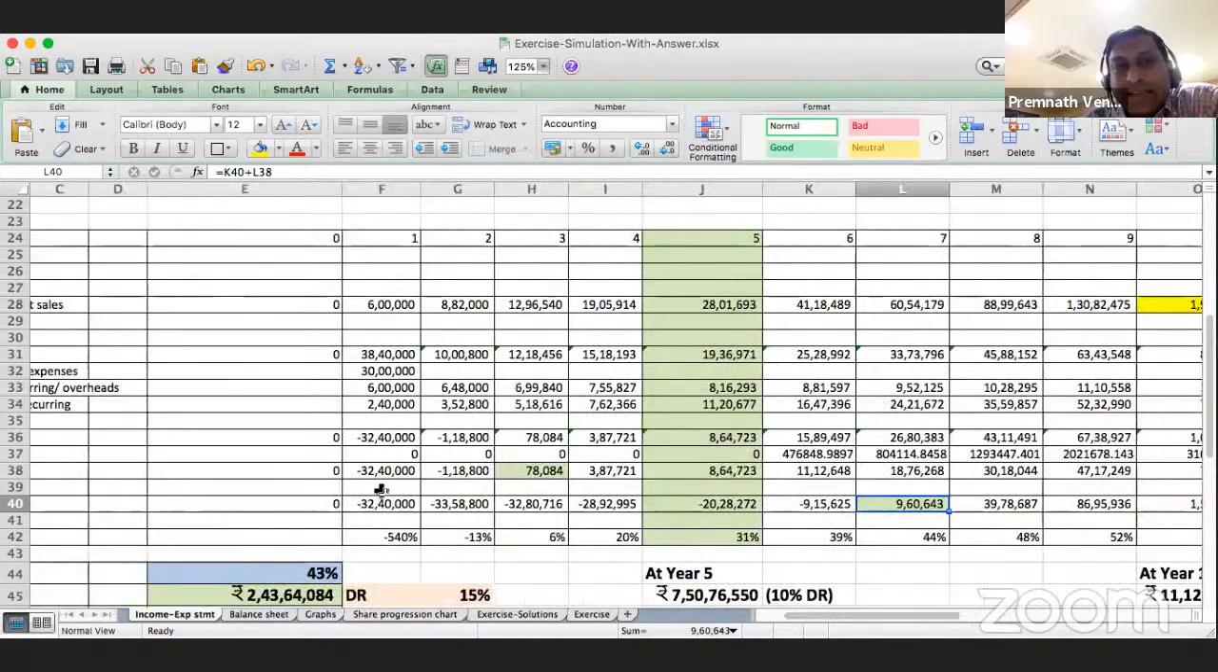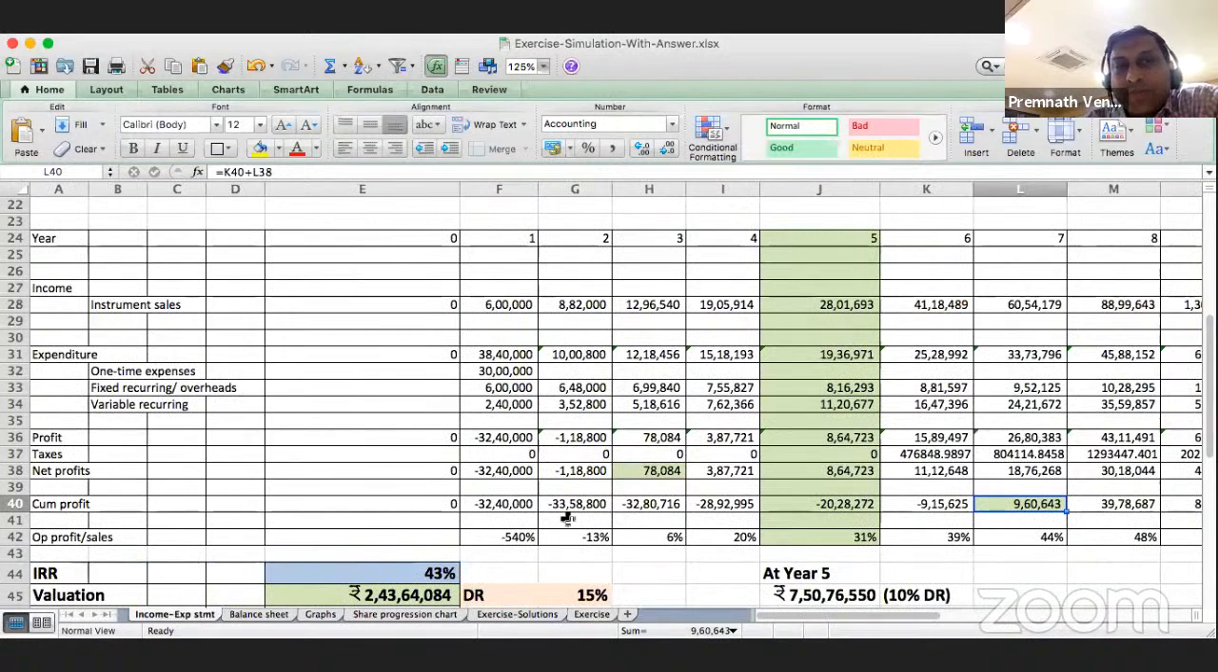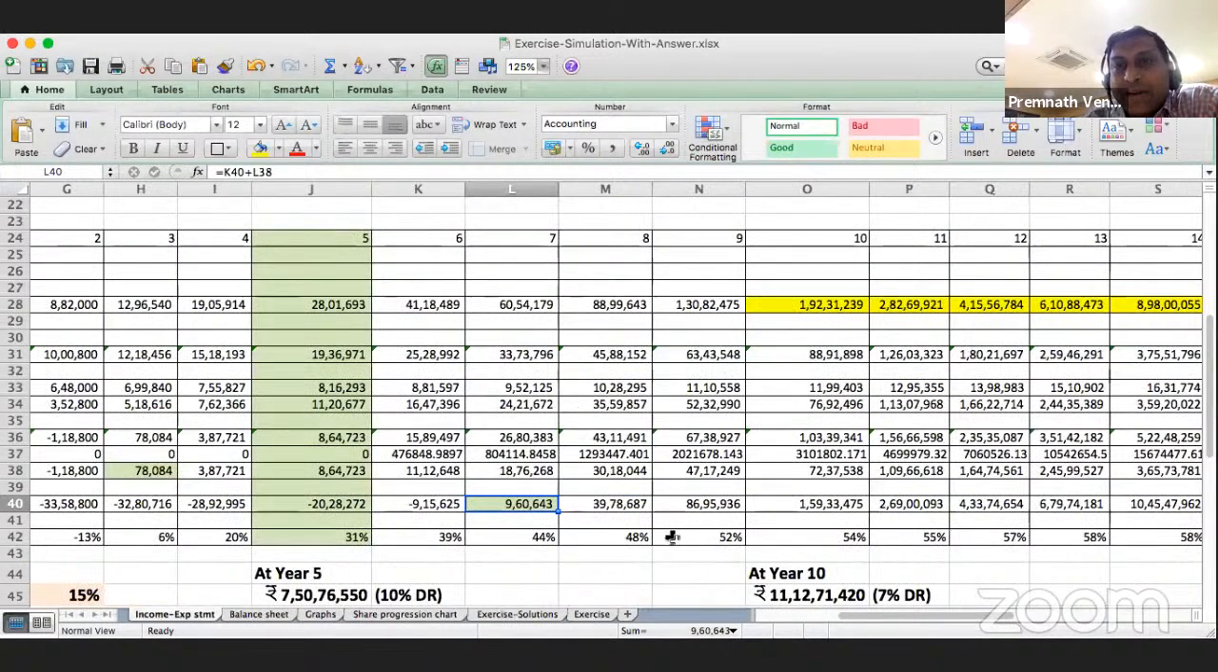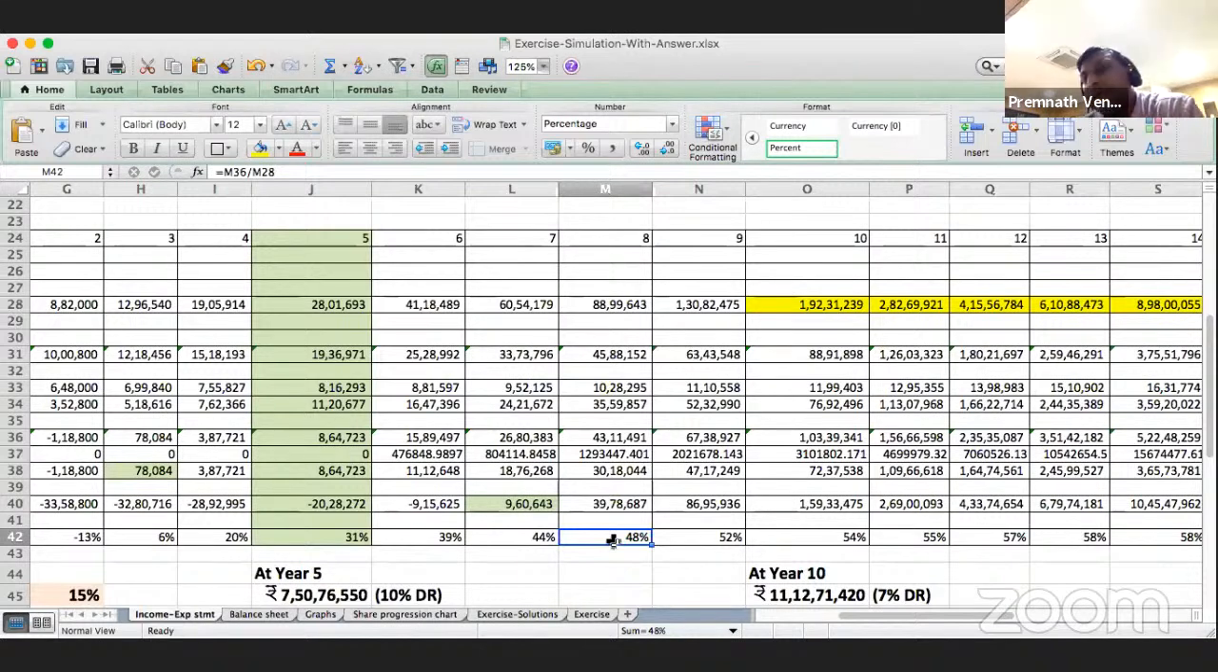And you can see that I've just also put down operating profit per sales. You can see that after the initial up and down that happens because your numbers are too small, it's sort of settling in at about 50% as your operating profit to sales. In this business, he's making at least 50% or so as profit on his sales.